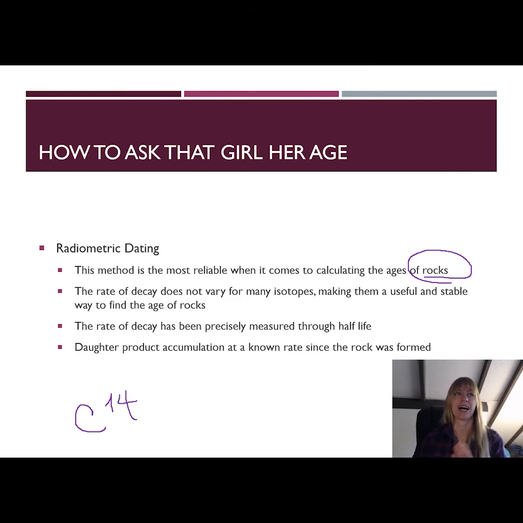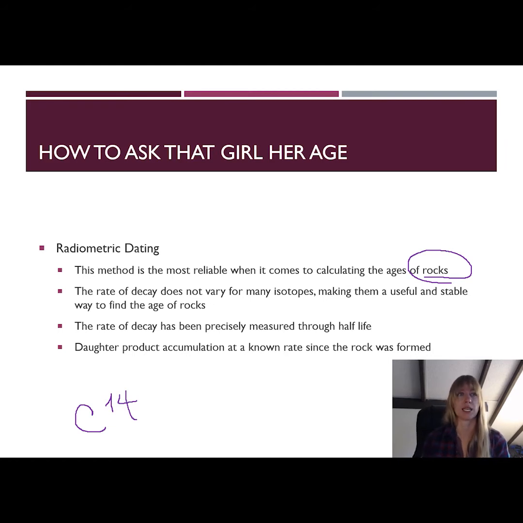Okay? And not just any rocks. We are looking at igneous rocks and metamorphic rocks. We do not date sedimentary rocks. Not because they're less than us, but because they're made up of multiple parts and it would be impossible to actually date the entire rock. You'd get too many ages.